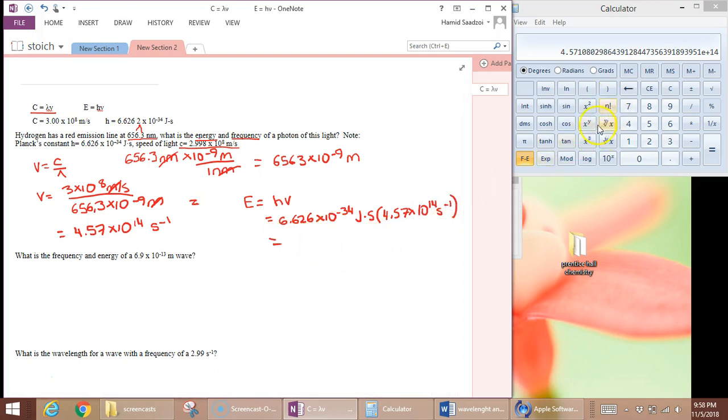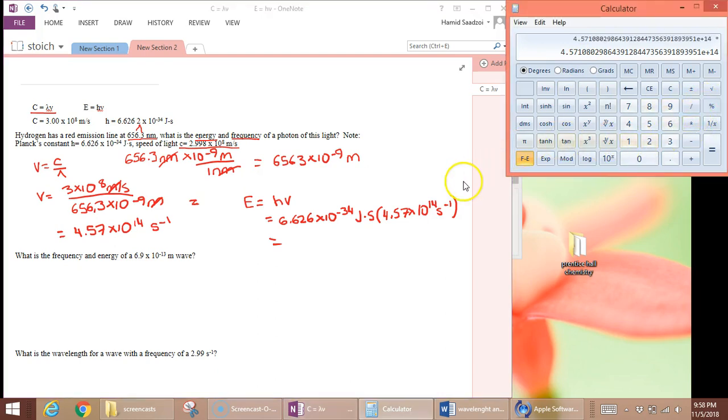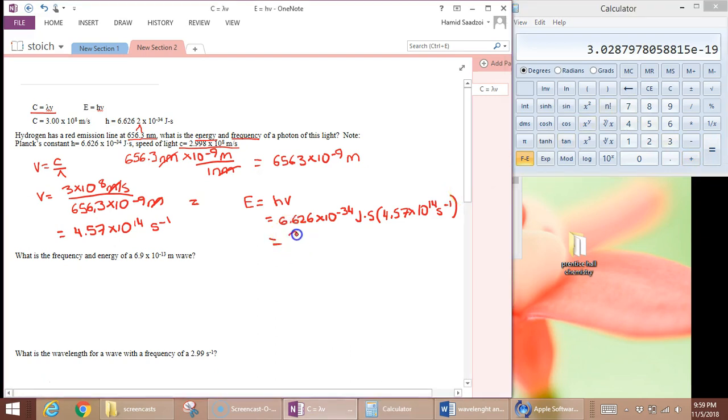We're going to take our number, and we already have the 4.57 in here, so let's just multiply that times 6.626. Here's exponent. Some of your calculators would say EE, same concept, times 10 to the negative 34. So we solve for it, and there's our answer. It's 3.03, just wanting to have 3 significant numbers, times 10 to the negative 19 joules. And you're done. Alright, let's try another one.